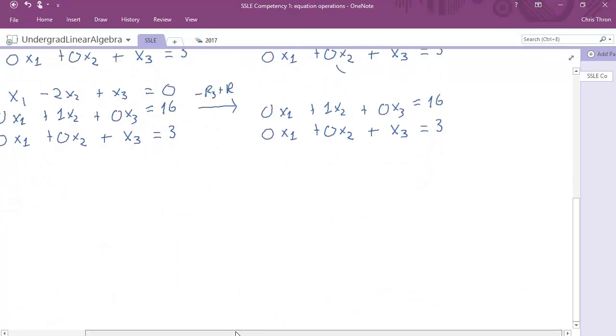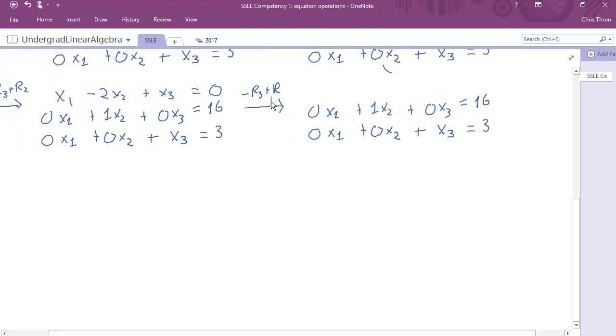Okay. All right, so minus R3 plus R1. And I need to get the R1 there because I didn't put the 1. And what do we have here? Well, let's do it one by one. If we look at the x1 coefficients, here I have 0 x1. So minus R3 is going to give me a 0, plus R1 is going to give me a 1. So I have 1 x1 here.